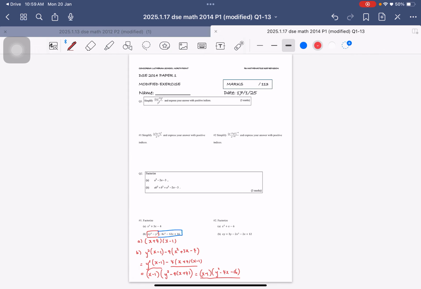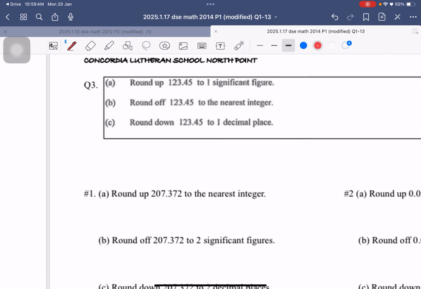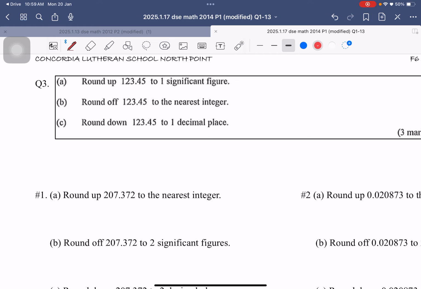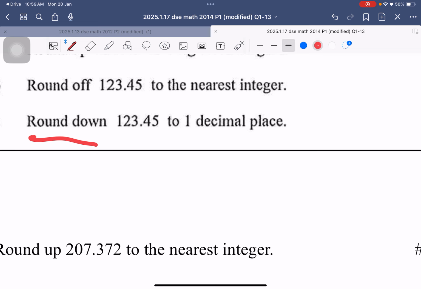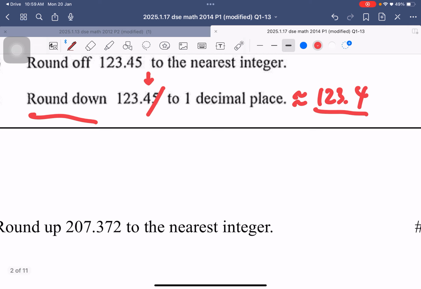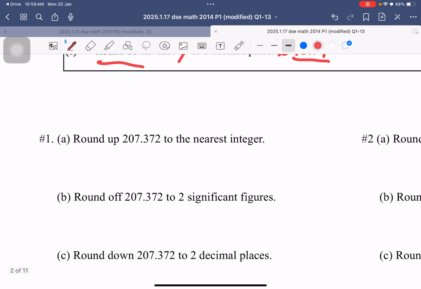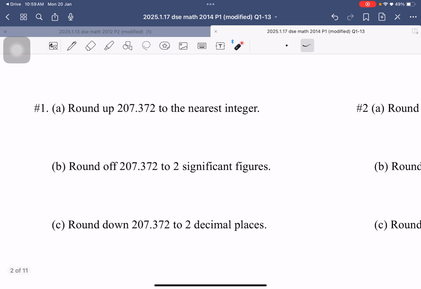Okay, next part. Red Chai, what's the meaning of round down? You don't need to minus 1. For 1 decimal place, you just delete all the things after the first decimal place. So it's approximately equal to 123.4. Don't minus the 1, okay? Some of you still make silly mistakes.